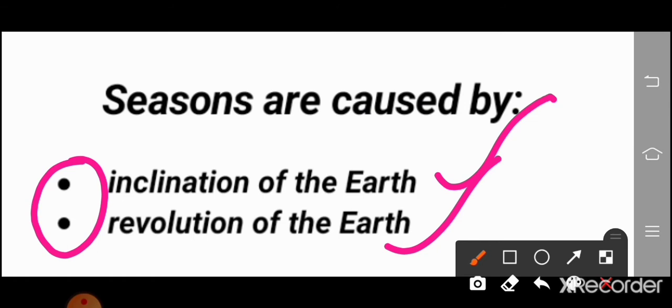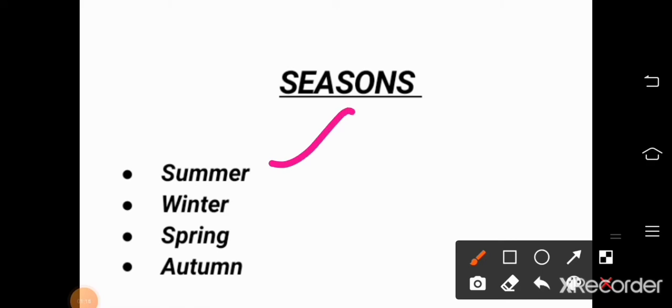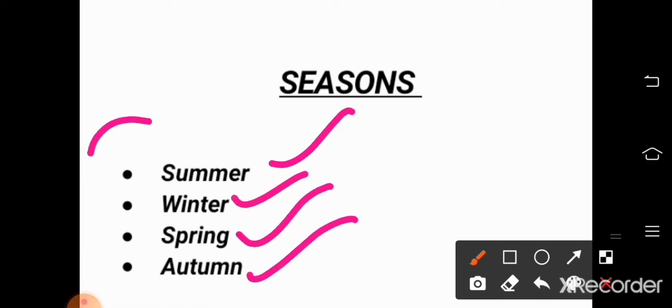A year is divided into mainly 4 seasons. Here you can see the different seasons. We have summer season, then winter, then spring and autumn. These are the main 4 seasons in a year. Okay, so let us check one by one.